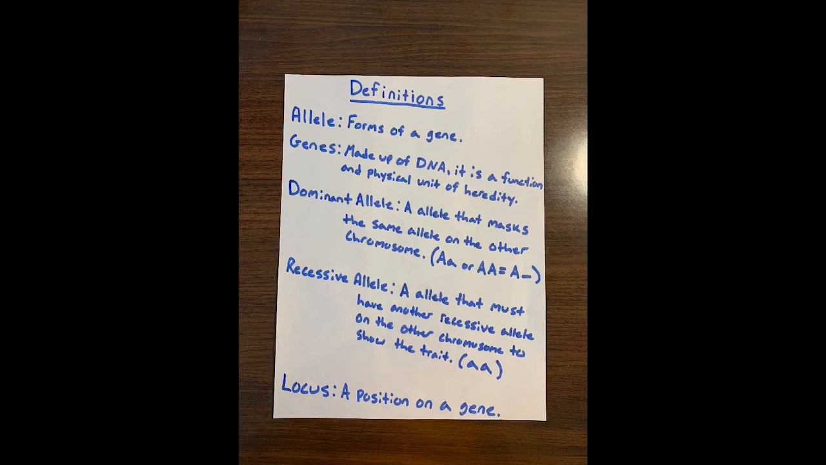An allele is a form of a gene, and genes are made up of DNA. A dominant allele is an allele that masks the same allele on the other chromosome, and is usually seen as a capital letter. Recessive alleles are alleles that must have another recessive allele to show the trait, so these are usually shown in lowercase letters. A locus is just a position on a gene. Heterozygous is when we have a dominant and a recessive allele, and homozygous is when we have two recessive or two dominant alleles.